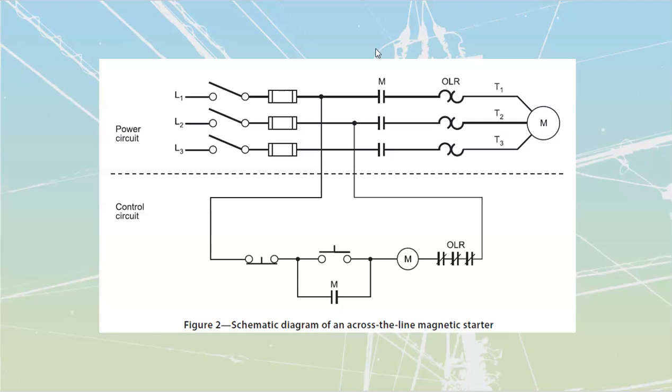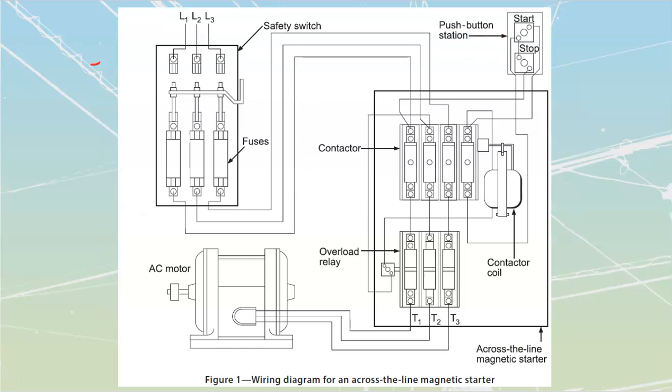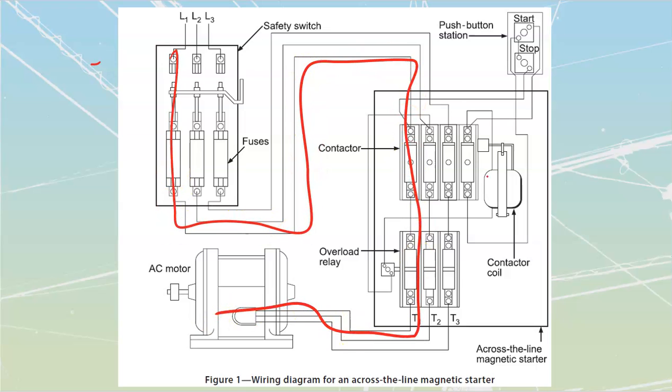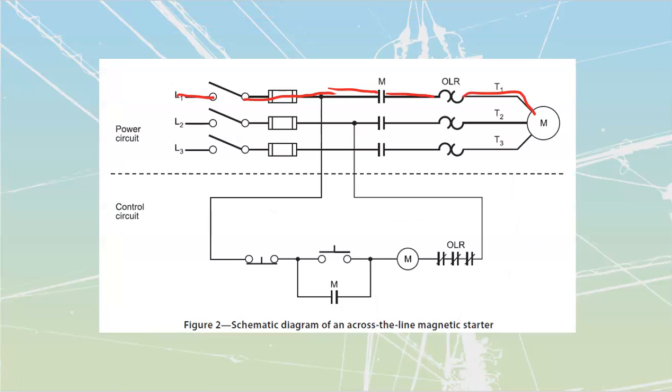This is the exact same diagram, following that one line. Remember that red line we traced? We went through a disconnect switch, through the fuse, all the way down to the contactor, through the overload, all the way to the T1 of the motor. We followed that through there. It just was a more complicated path on this diagram over here. But ultimately, it achieved the exact same thing.